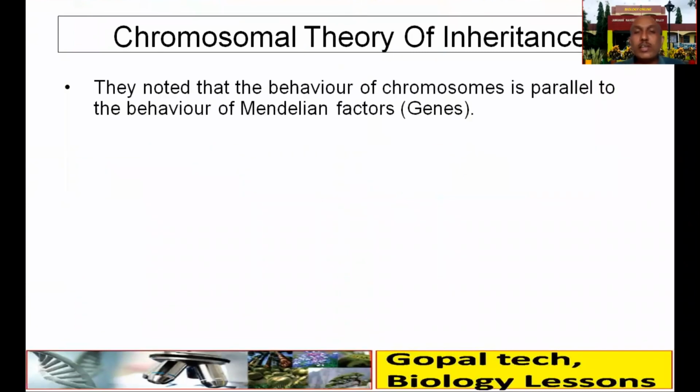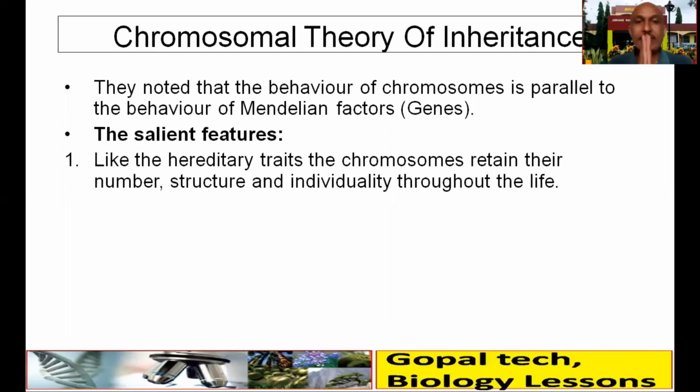Now, what does the chromosomal theory of inheritance say? They noted that the behavior of chromosomes is parallel to the behavior of Mendelian factors, या आजकल हम क्या बोलते हैं? Genes बोलते हैं. Now, what are the salient features of this theory? Like the hereditary traits, the chromosomes retain their number, structure and individuality throughout life. आपके पेरेंट के शरीर में भी 23 पेयर है, आपके शरीर में भी 23 है, आने वाली पीढ़ी में भी 23 पेयर क्रोमोसोम होंगे. They maintain, but उसमें वेरिएशन आता जाता है, not in the number.